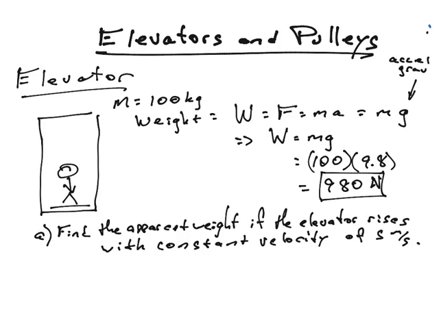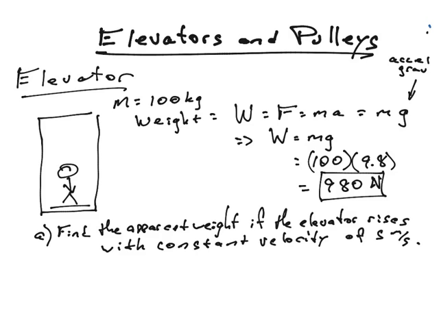So what's the situation? Here you are. You're in an elevator by yourself. You're standing on a weight scale. You push the button to go to the second floor. The elevator moves. As it's moving with a constant velocity of 5 meters per second, you would like to find out, how heavy do you feel? What is the apparent weight? That is, what will the weight scale say your weight is?